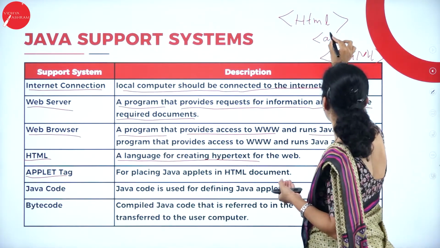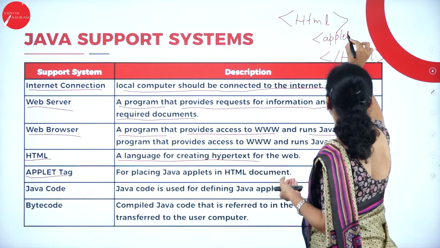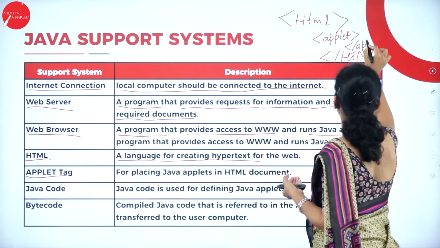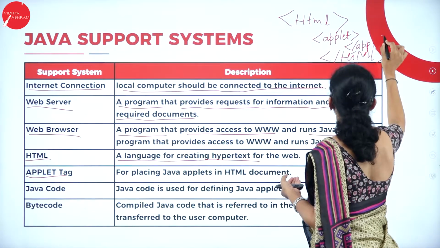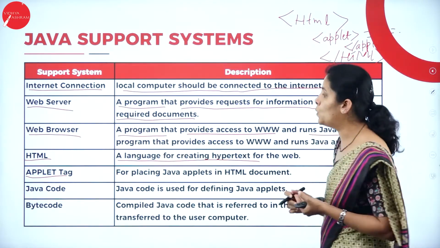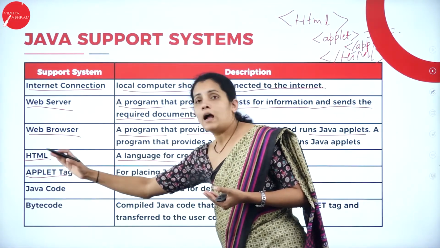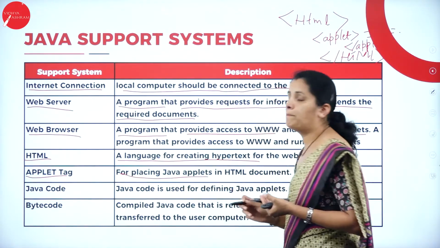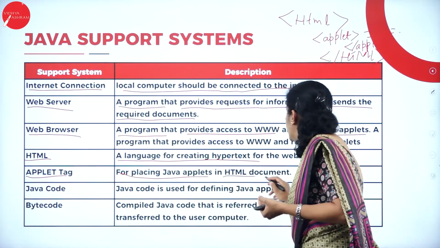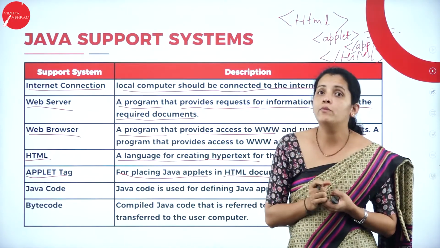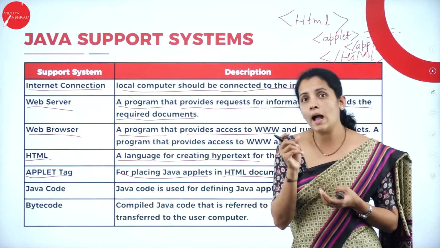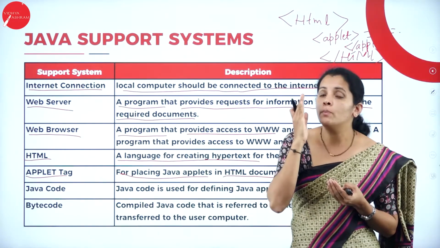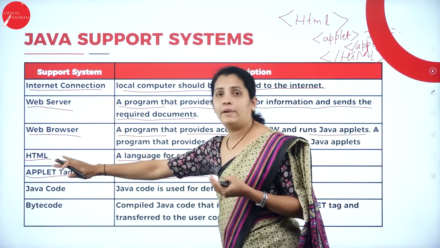So here I'm going to have applet. This is my starting applet and here I'm going to end my ending applet. So here I can write the code. So here I'm going to have the applet tag for placing a Java applet in HTML code. Suppose I want to place my Java applet inside the web page, what will I do? I'm going to make use of the applet tag.